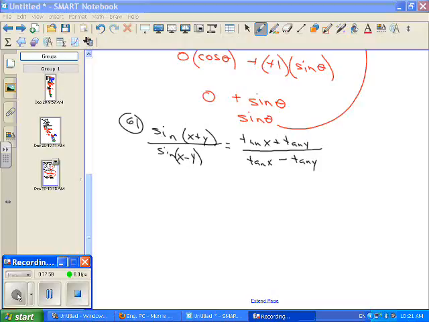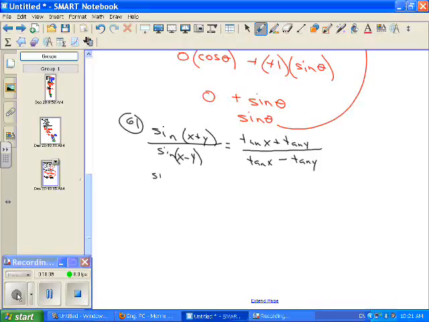So let's take a look at these. If I have sine of two angles plus each other, and I change these, rather than using alphas and betas, those are hard to write, so I just made them x's and y's. So I've got sine of x cosine of y plus cosine of x sine of y over, when I have two angles subtracting each other, sine of x cosine of y minus cosine of x sine of y.